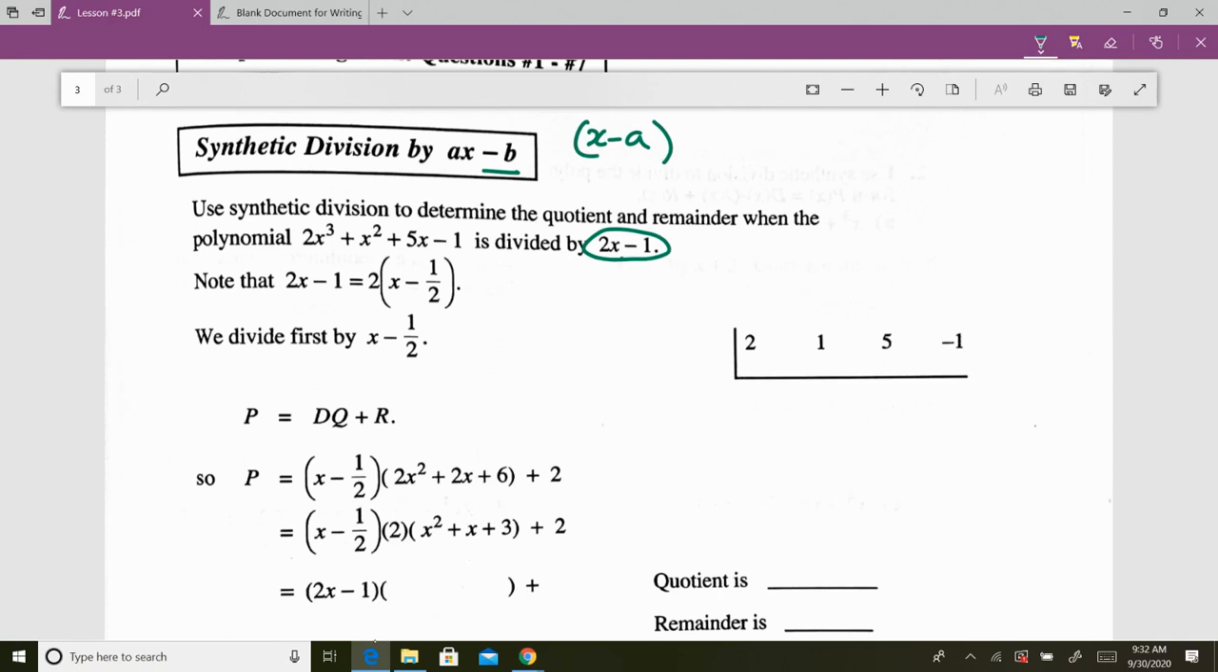What you need to remember is 2x minus 1. If you factor a 2 out, you end up with 2 times x minus a half. This x minus a half matches what we were just doing. It's x minus some number. So what is my value that I would put out in front of the synthetic division sign here? What makes the inside of this 0? 1 over 2, or 0.5. So that's essentially my a value.